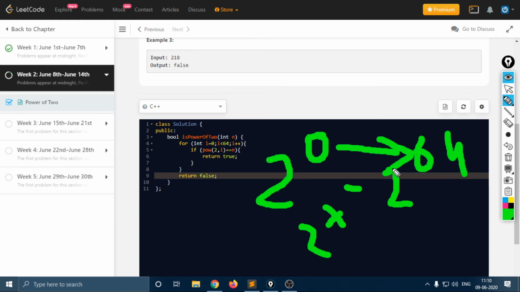So I am iterating from 0 to 64, and for every I am checking that 2 to the power I is n or not. If it is n, then I am returning true, and if none of the value till 2 to the power 64 is true, then I am returning false.